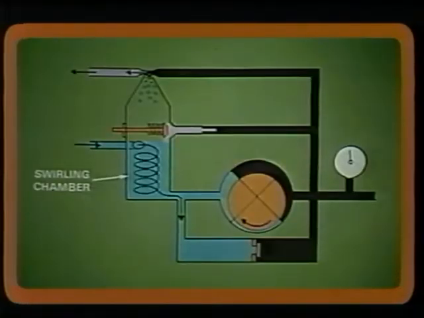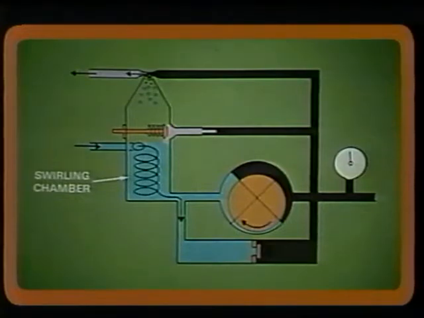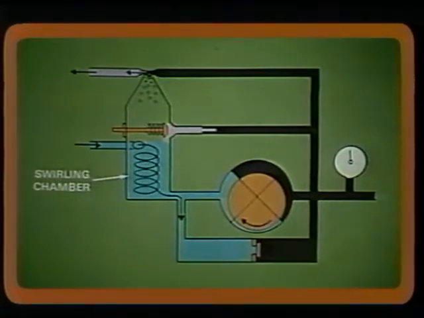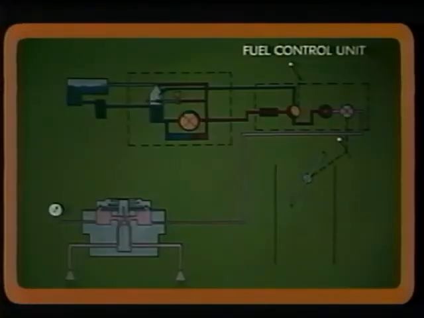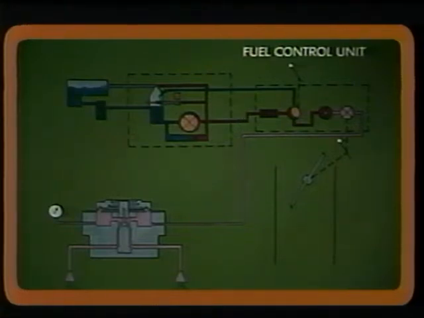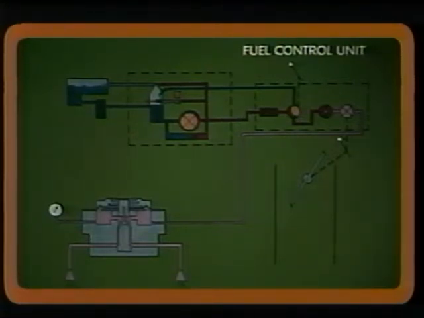Another interesting feature of this system is that fuel entering the pump from the aircraft fuel system is swirled to separate the vapors from the liquid fuel. And a small amount of fuel from the discharge side of the pump passes through a Venturi-type vapor ejector. This ejector picks up vapors released from the fuel and carries them back to the tank. So now, vapor-free fuel with a pressure proportional to the engine RPM is delivered to the fuel control unit.